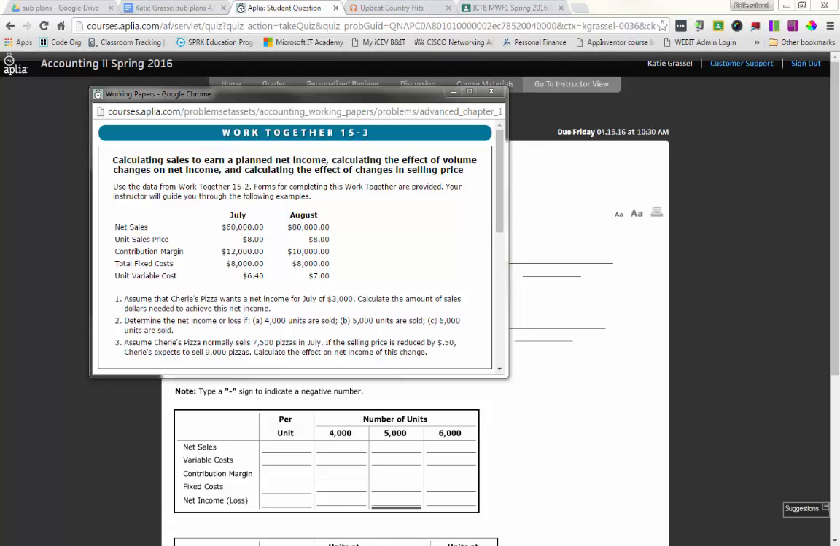So basically, managers need to make decisions from break even to calculate unit and dollar sales in order to get a specific amount of planned net income. A business is going to set a goal for a specific net income. And then after they know their break-even point, they can determine whether or not they're making money or losing money.